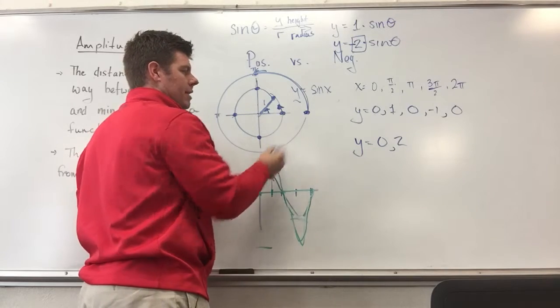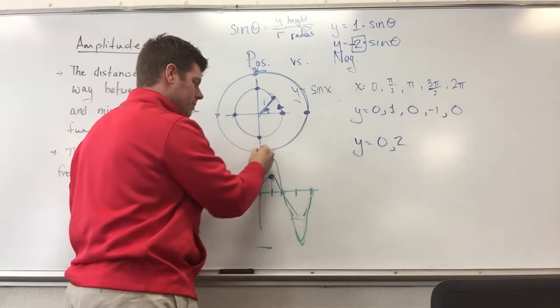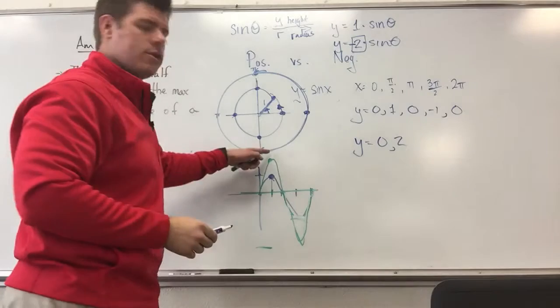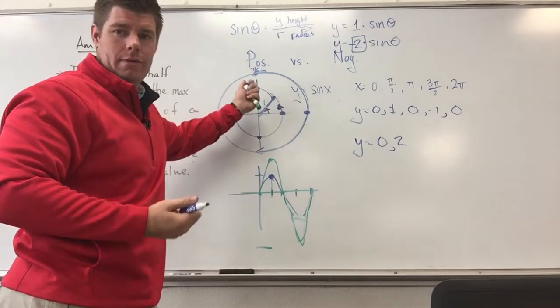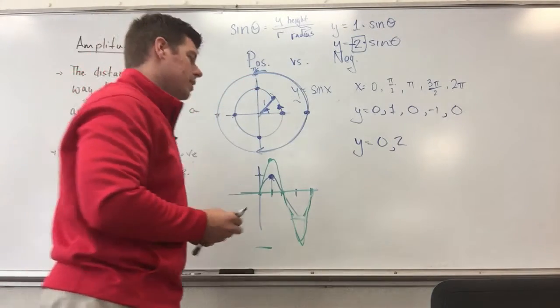Well, now when I put the negative, remember negative just says go the opposite, so now it just wants me to head to my depth as opposed to my height first. And that's what the amplitude does, and that's it.